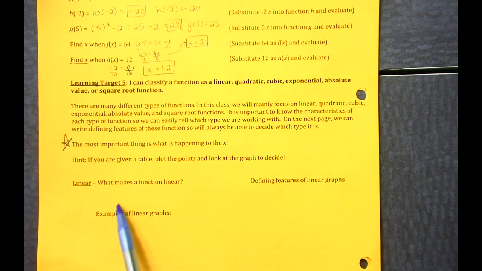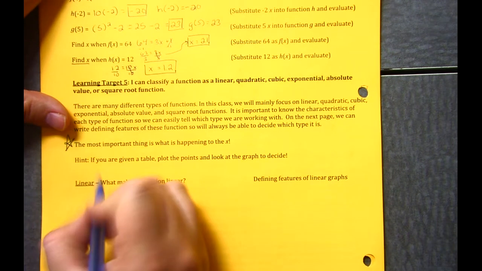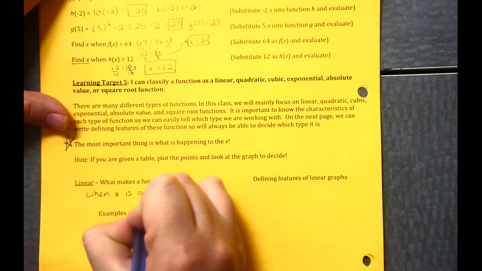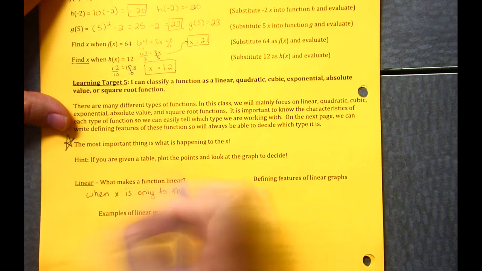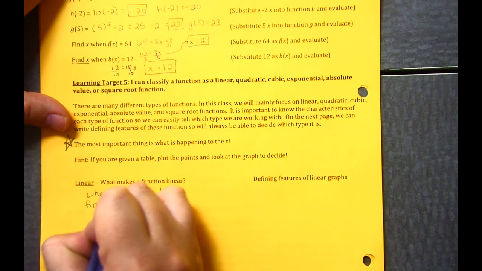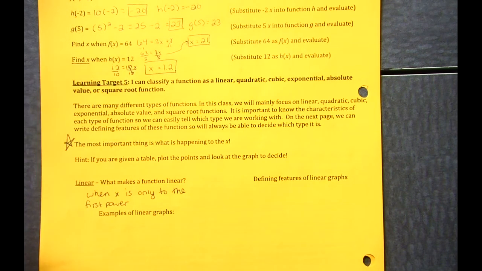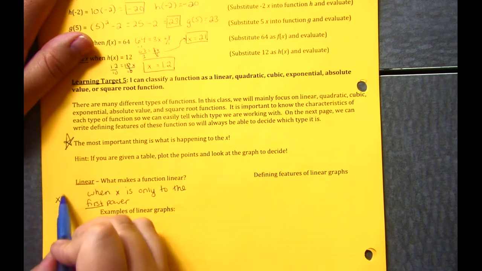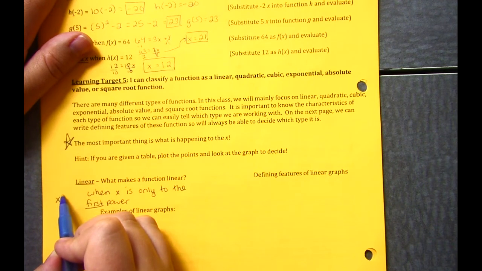So let's talk about a linear function first. A linear function is any function that has x to the first power as the biggest power. So what makes a linear function? When x is only to the first power. There are no x squareds or x to the third power or x to the fourth power, only when x is to the first power. So remember, if a variable doesn't have anything written up here, we assume that that's to the first power.